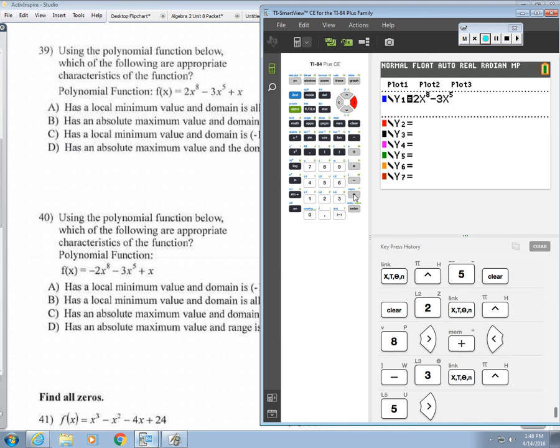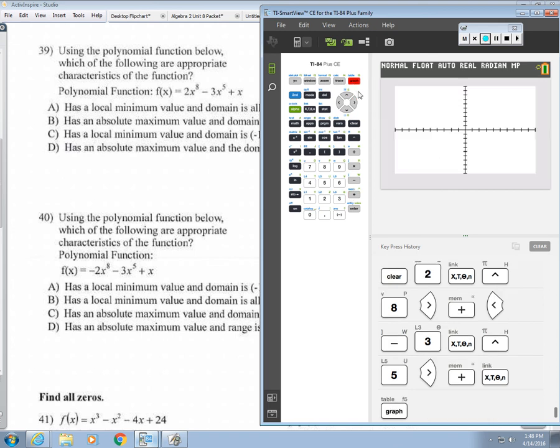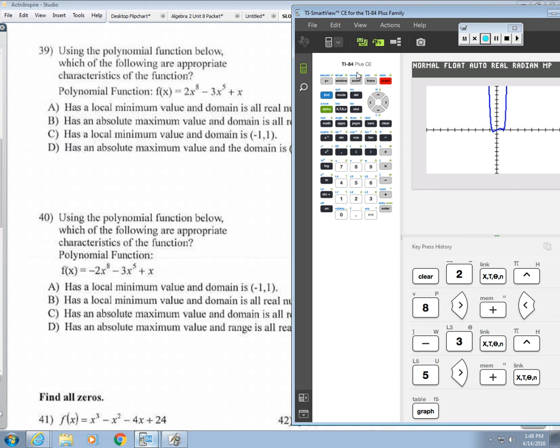Plus x. Okay, when we graph it, this is what it looks like. Okay, let's look at our choices. Has a local min, has an absolute max. Has a local min, has an absolute max. We can narrow it down to 50-50 just by knowing which one of those is correct.